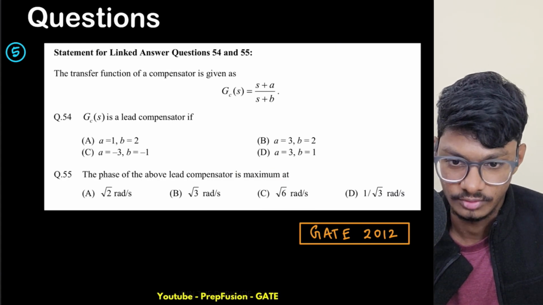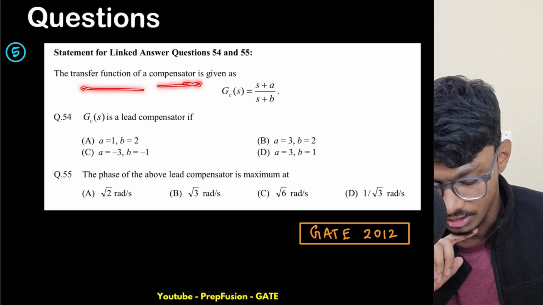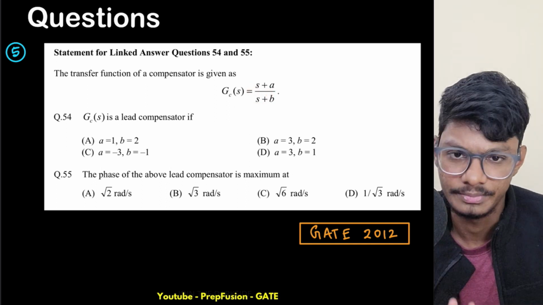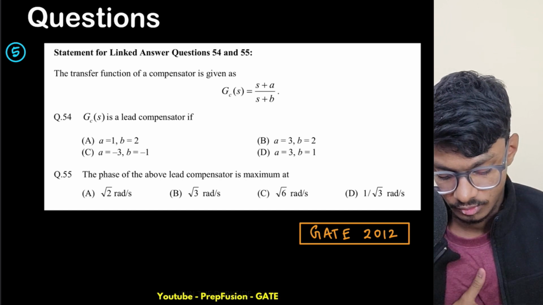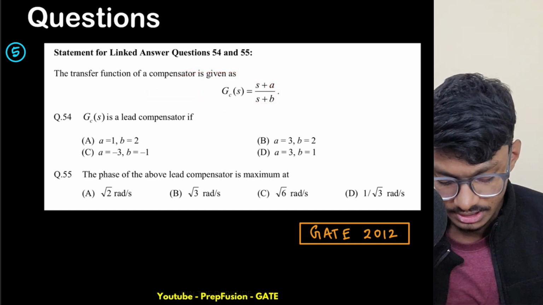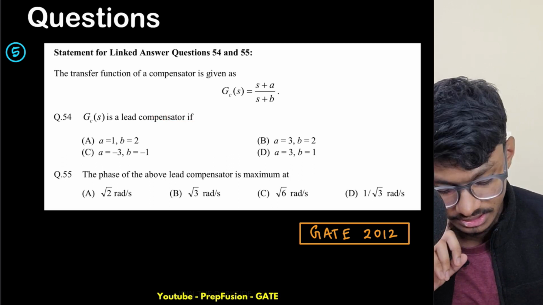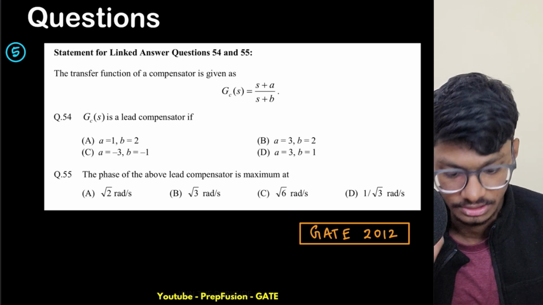Now let's go to the fifth question. In the fifth question they have told that the transfer function of a compensator is given as s plus a by s plus b. Okay, it is a simple compensator whose transfer function is s plus a by s plus b. Now they have told that Gc of s is a lead compensator if it is a zero dominating system. So in a hurry what you will do, you will see, yeah, my pole should lie on the left hand side and the 0 should be here.